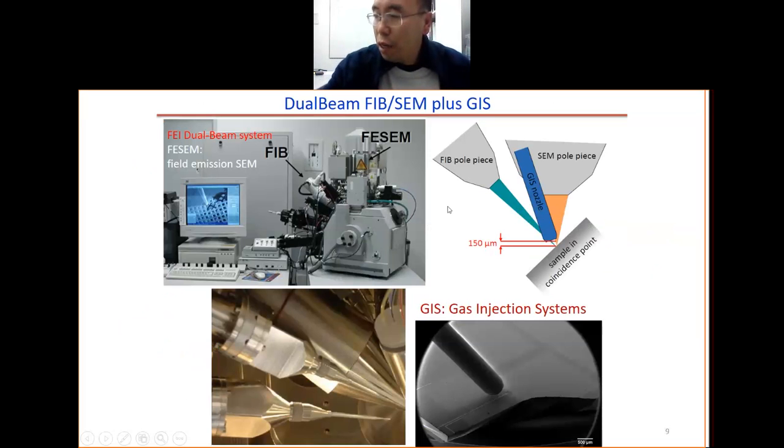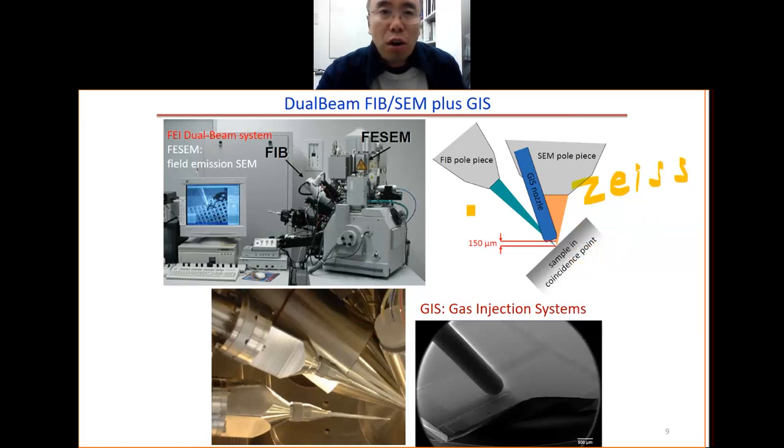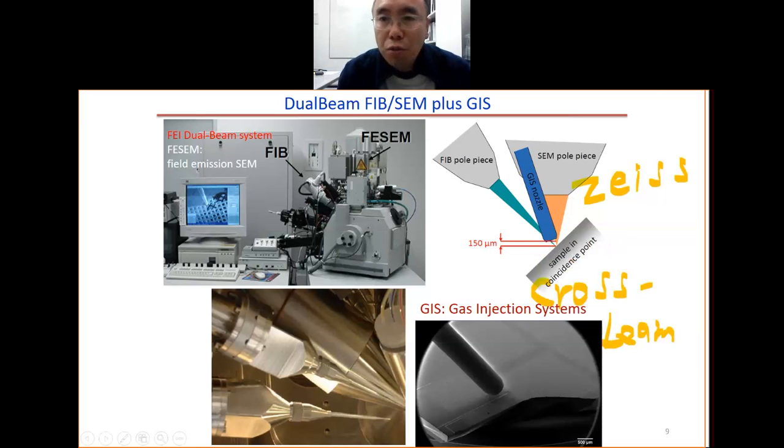For the case of ZEISS, another company selling focused ion beam systems, they don't call it dual beam because that is like a trademark, but they call it a cross beam. We have two beams, the electron beam and the ion beam. They cross each other at this meeting point. That's why they call it cross beam. But actually, it's the same thing as the dual beam.